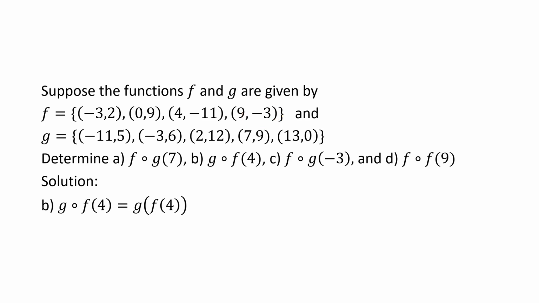How about g of f of 4? Well, let's figure out what f of 4 is. F of 4 appears to me to be 11. So now let's figure out what g at negative 11 is. I said 11, I meant negative 11. What's g at negative 11? G at negative 11 is 5.